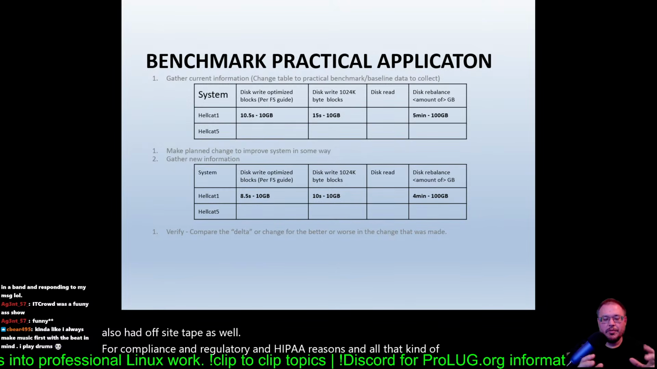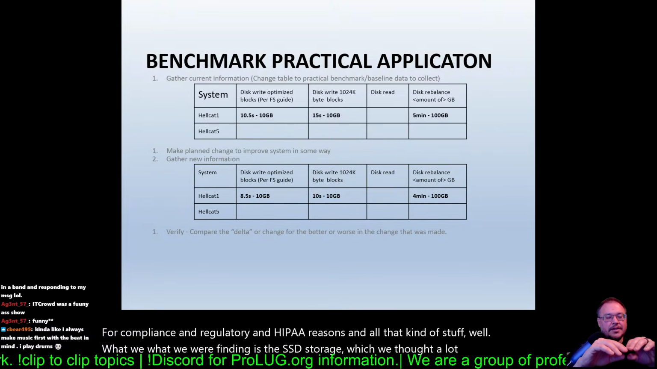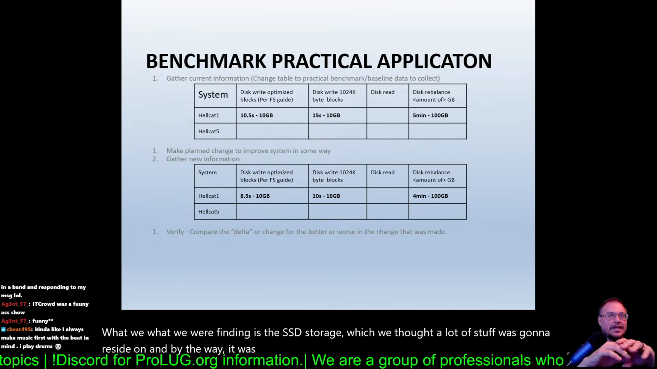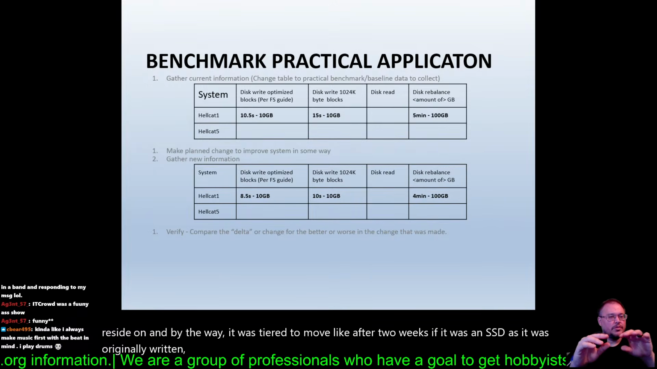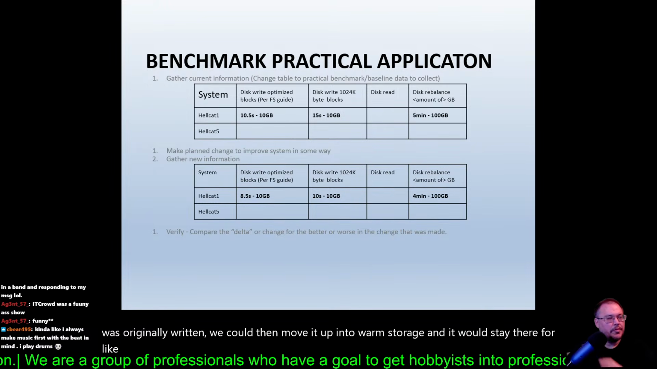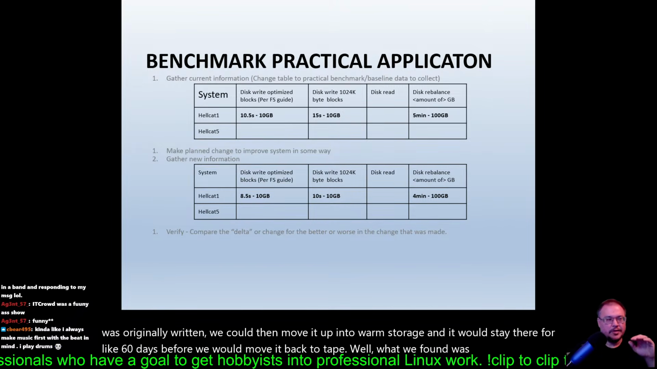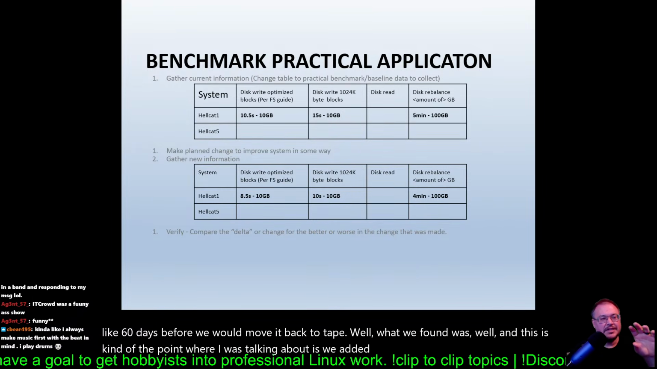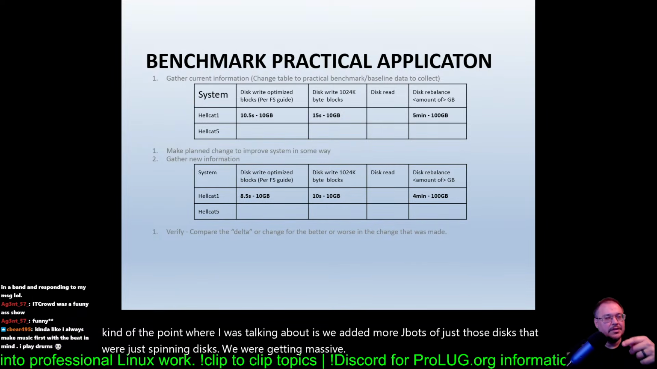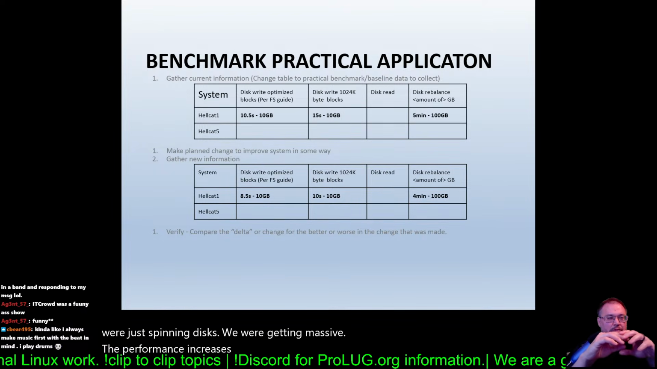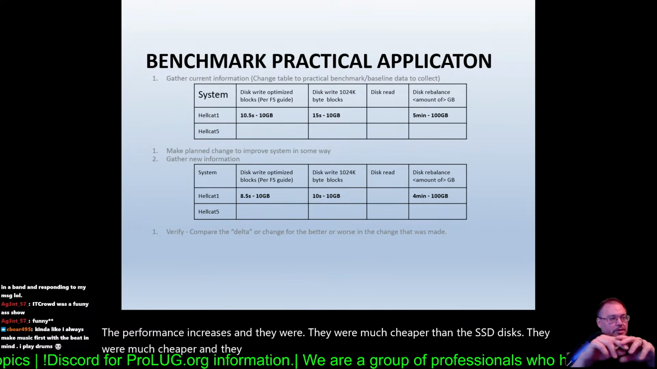Well, what we were finding is the SSD storage, which we thought a lot of stuff was going to reside on, was tiered to move. After 2 weeks, we could move it up into warm storage, and it would stay there for like 60 days before we would move it back to tape. Well, what we found was, when we added more JBODs of just spinning disks, we were getting massive performance increases, and they were much cheaper than the SSD disks, and also much bigger capacity.